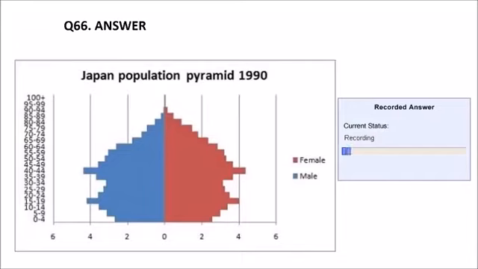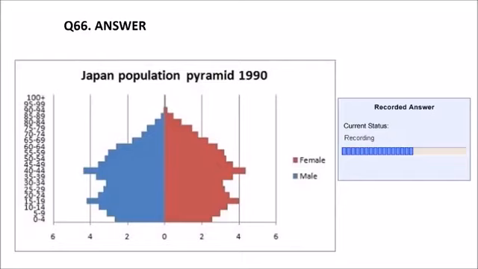This image compares the gender-wise population of Japan during year 1990. For both males and females, the highest population was seen for age groups between 15 to 19 and 40 to 44. The lower population age groups were over 70 years of age.